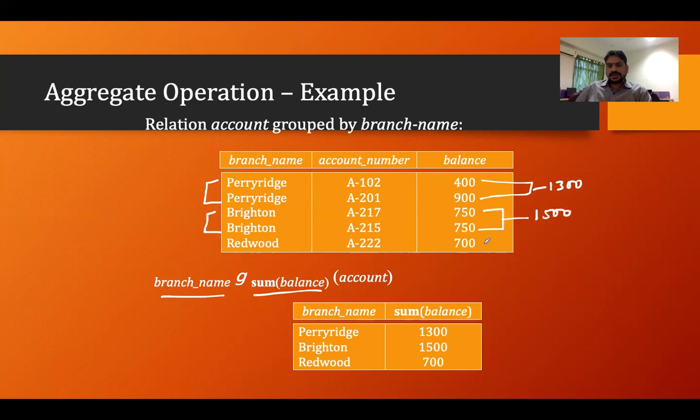1,500. And this alone will become 700. So you can see there is a group by. I want to group by branch wise. So I want the branch wise total balance. This is the query. The query says that I want the branch wise total balance in the account, or sorry, in the bank.